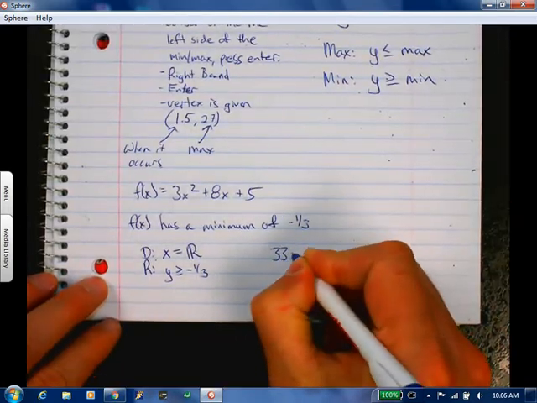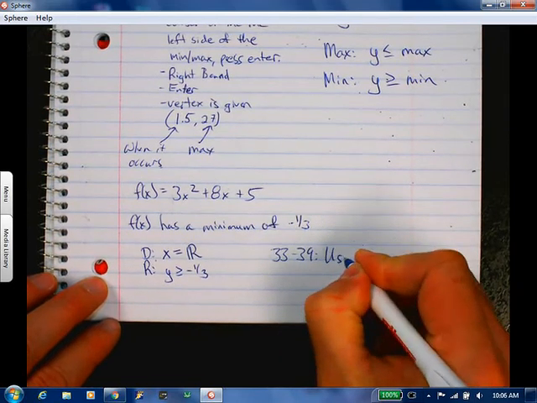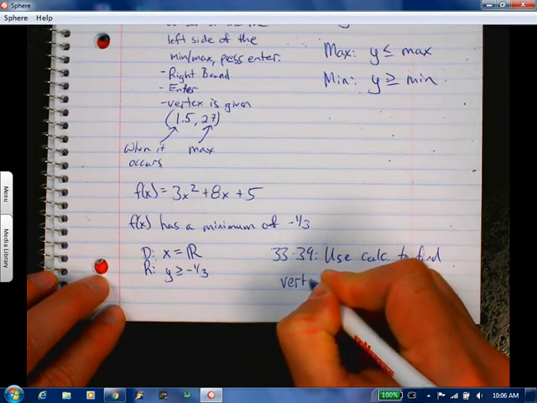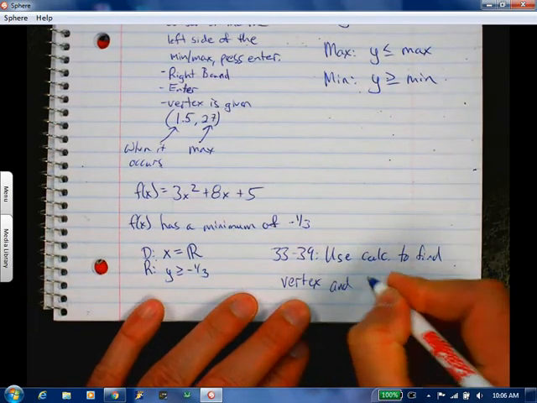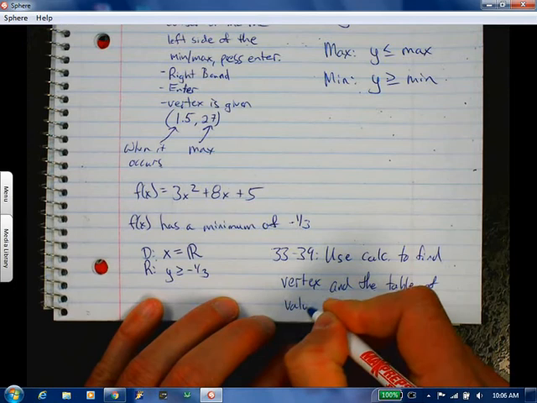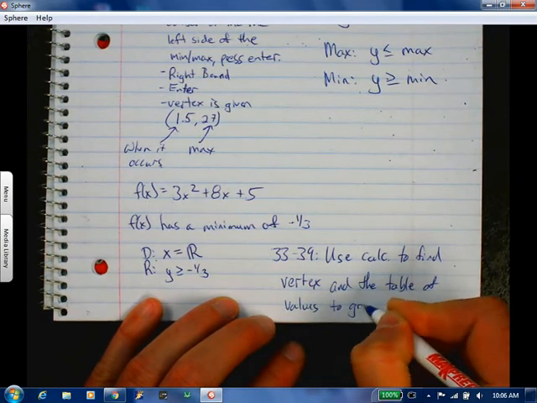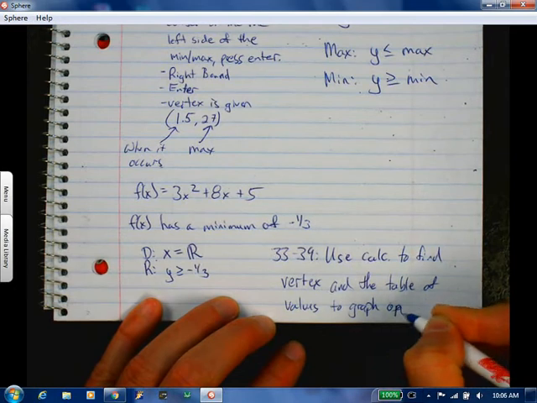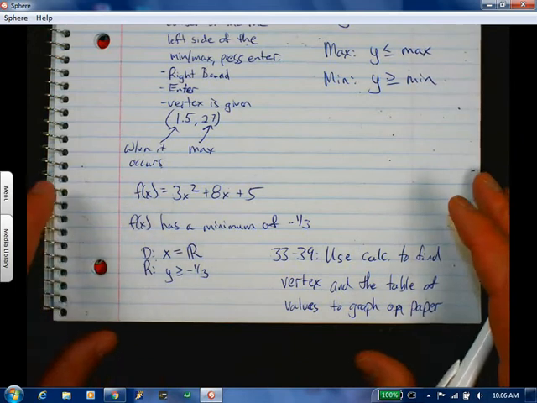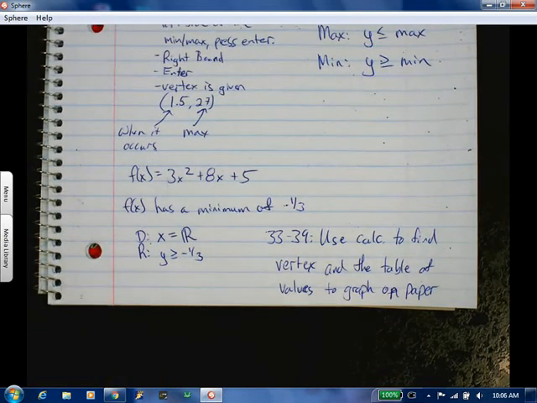Okay, so on 33 to 39, I want you to use your calculator to find the vertex and the table of values, and you will graph those on paper, but you can use the calculator to do the calculations for you. So for some of those, I want you to practice getting a graph and translating that onto paper as well.